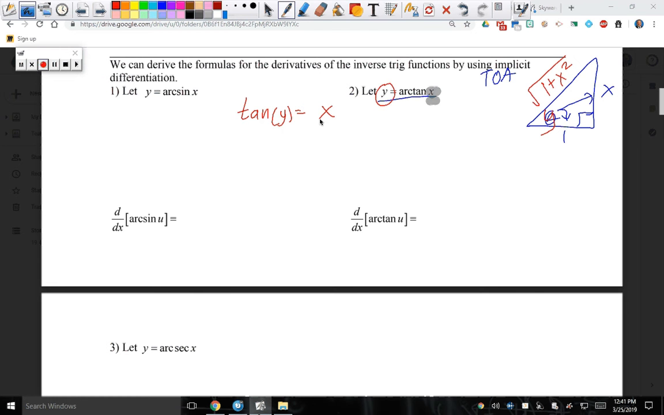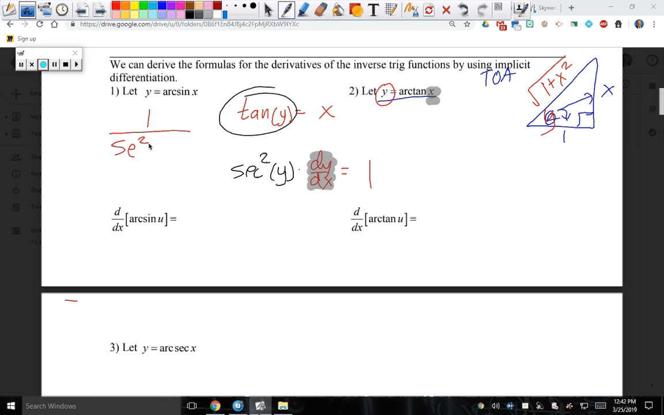What do I do next? Implicit differentiation. What's the derivative of the left side? Secant squared of y dy dx. What's the derivative of the right? 1. Our goal is to get the derivative by itself. So I need to divide by secant squared of y, and that's how I'll get the derivative.